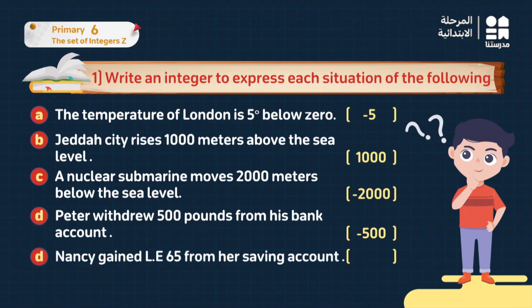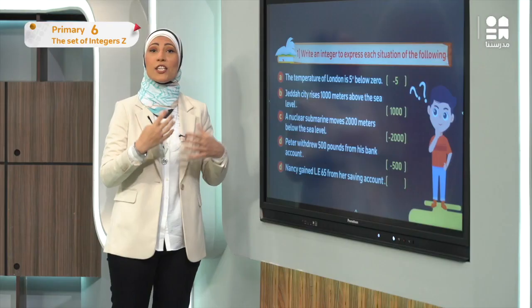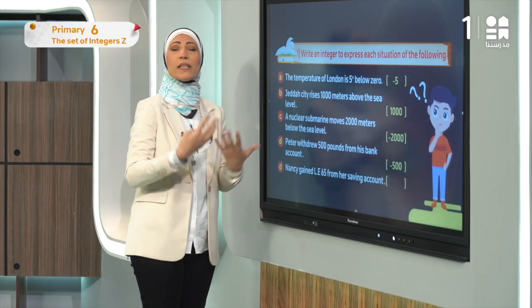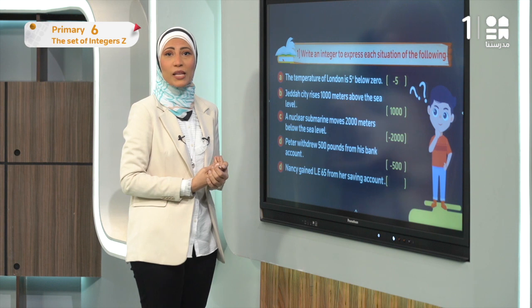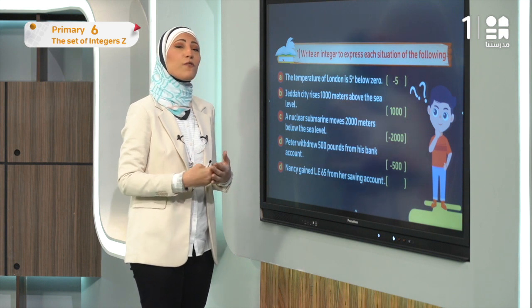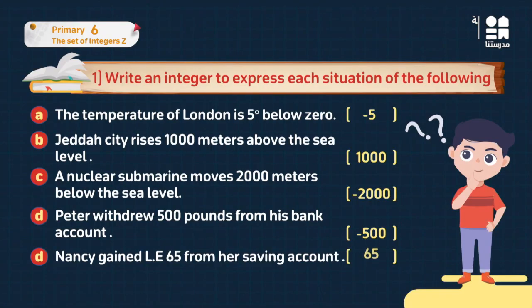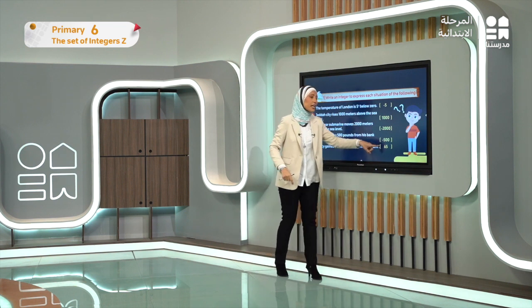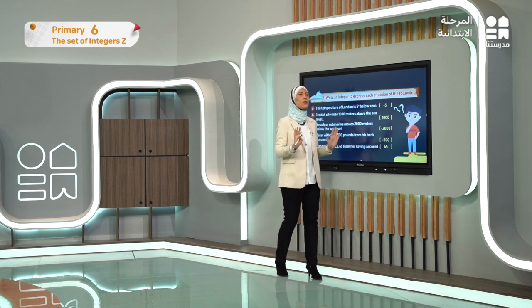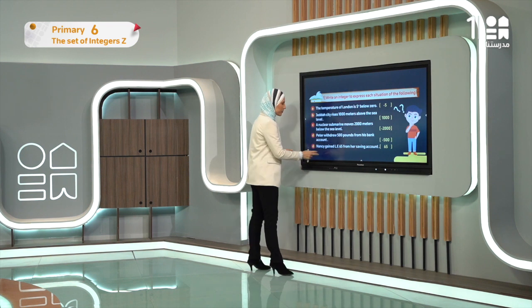The last one I have, Nancy gained 65 pounds from her saving account. She gained, she will put money in her account. So negative 65 or positive 65? Of course, it will be a positive 65. And I will write it as 65. Because if I'm not writing the negative before it, I already know this is a positive integer.